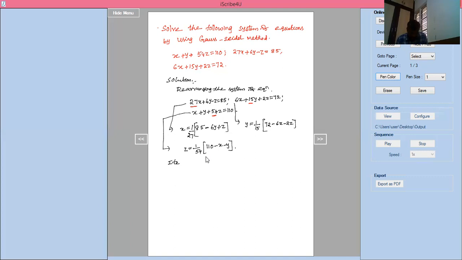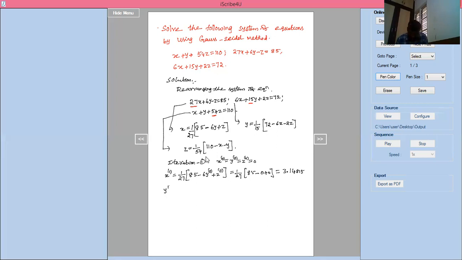Iteration 1, we can take x of 1 equal to 1 by 27 into 85 minus 6 into y of 0 plus z of 0. For the first iteration you take x of 0 equal to y of 0 equal to z of 0 equal to 0. So 1 by 27 into 85 minus 0 plus 0. Now 85 divided by 27 is nothing but 3.14815.